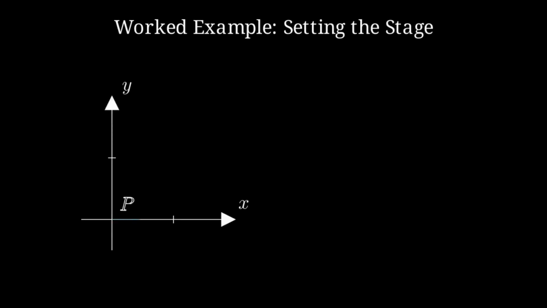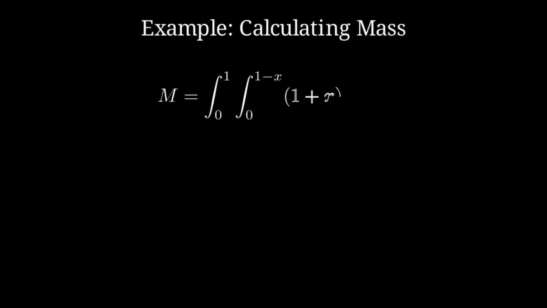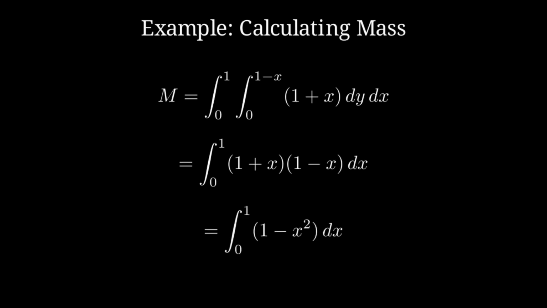Let's find the center of mass for a triangular lamina where the density increases as we move right. The region is bounded by the axes and the line y equals 1 minus x, with a density function of 1 plus x. First, we calculate the mass. We integrate the density function 1 plus x with respect to y from 0 to 1 minus x, then with respect to x from 0 to 1. Evaluating this gives us a total mass of 2/3.